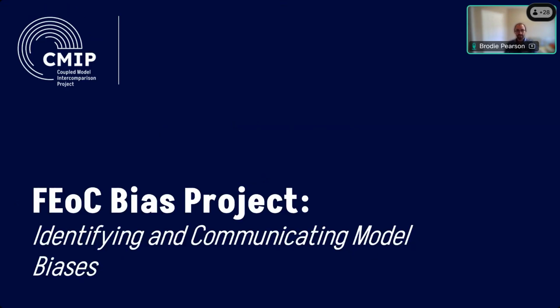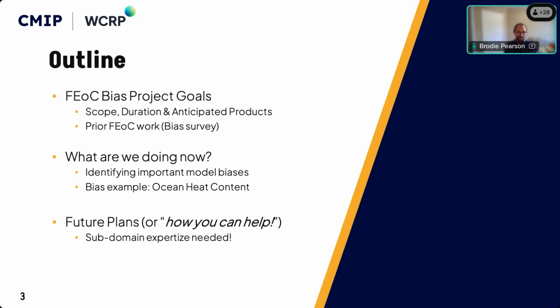And this project's full name is actually Identifying and Communicating Model Biases. So there's an age-old adage that no model is perfect, but all models are useful. And so part of our project's goal is to figure out in what ways the CMIP models that we use are imperfect, and how do we communicate those imperfections and quantify them and prioritize them so the community is aware of those, so they know how to get the most utility out of the models as they work with them.